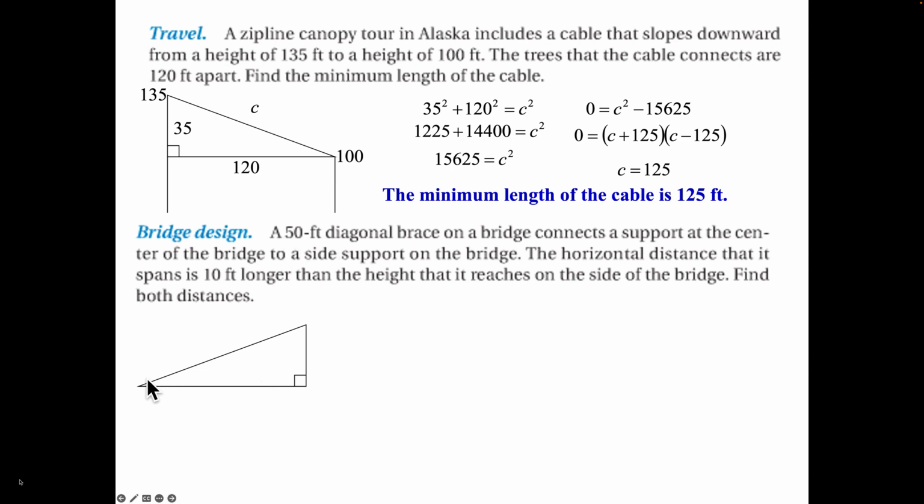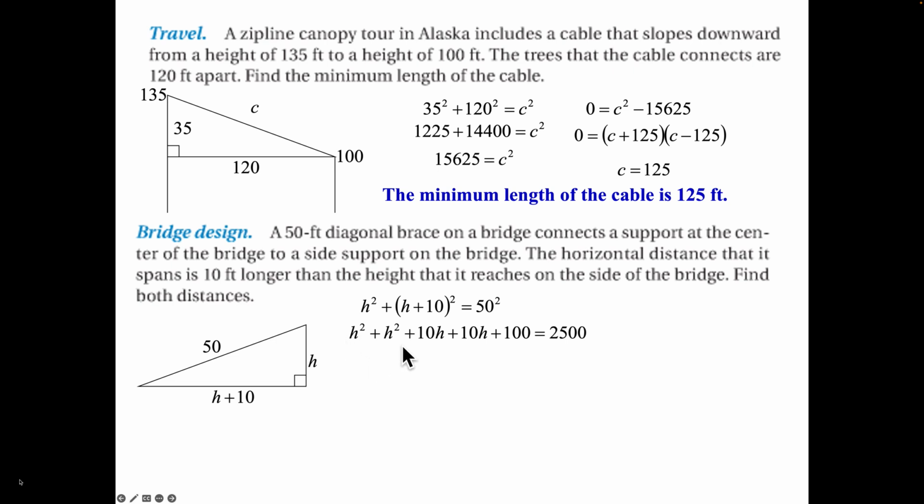So a 50-foot diagonal brace connects the center of the bridge, that's the height, and the horizontal distance is 10 feet longer than the height. This will be h plus 10. There's my right triangle. Use your Pythagorean theorem. h squared plus the binomial h plus 10 squared equals 50 squared. So we're going to FOIL this out, very similar to that other problem. h squared plus 10h plus 10h plus 100 equals 2,500.